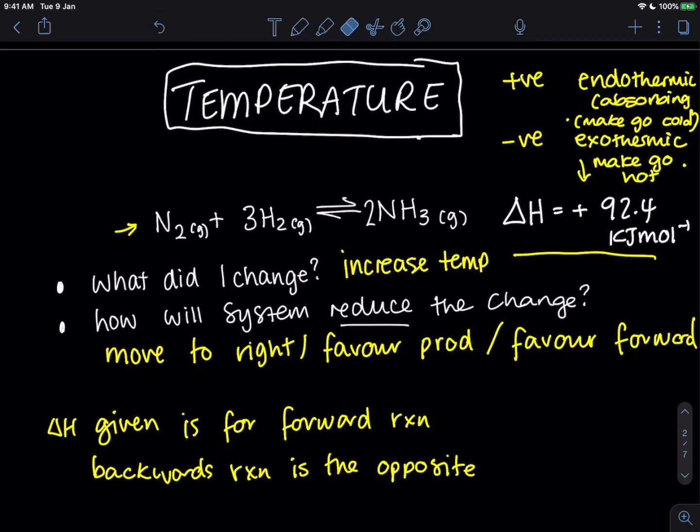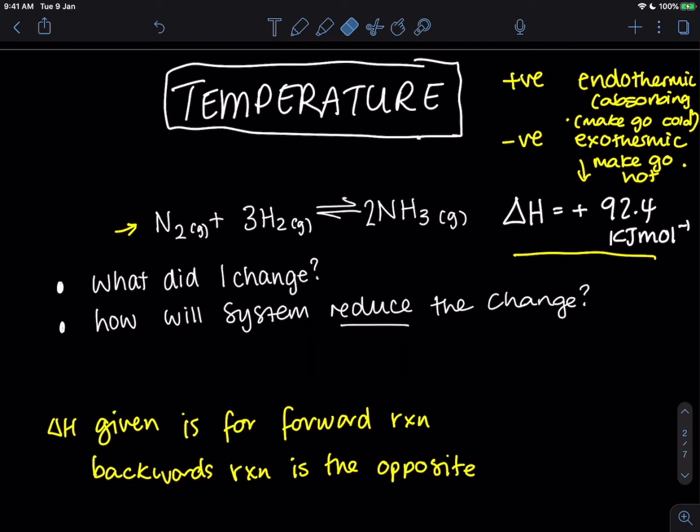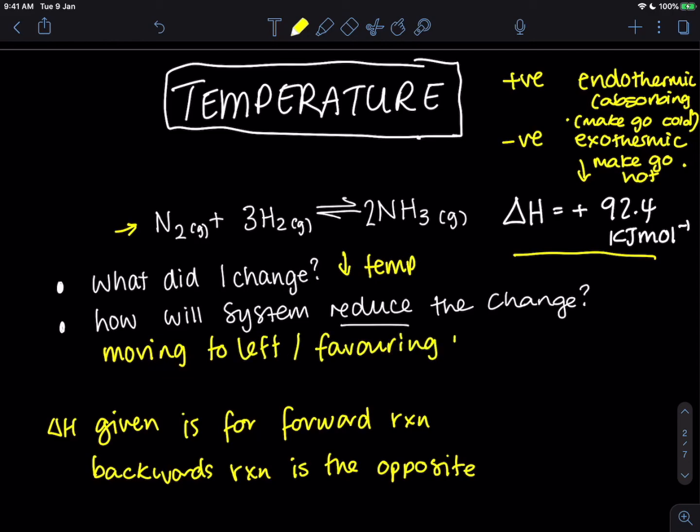If instead I lowered the temperature, so I stuck it in an ice bath or something like that, the system would attempt to increase the temperature back up again by moving in the direction that releases heat. So it's going to want to heat up its surroundings again. So the system will reduce the change by moving to the left or favoring reactants or favoring backwards reaction, because the exothermic direction, moving backwards, will release heat and therefore increase the temperature back up again after I have put it in something cold.